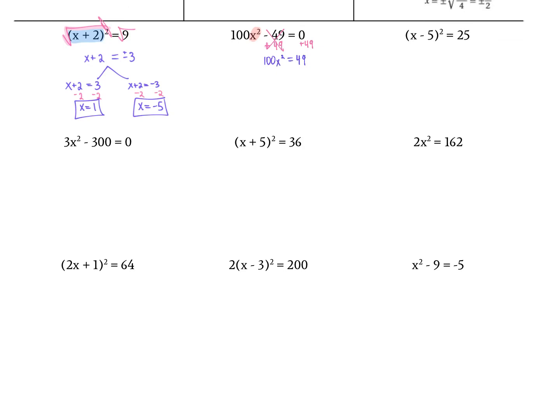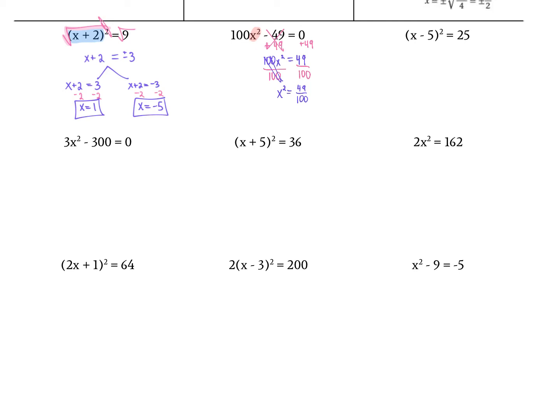Now the x squared is still not by itself. I need to get rid of that 100. Since those are multiplying, the opposite would be to divide. So those cancel on the left side. And I'm actually going to leave this as 49 over 100. The reason I'm doing that is because I recognize that 49 and 100 are both perfect squares.